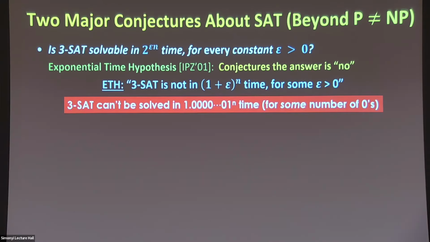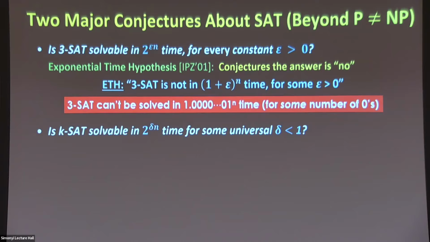Or maybe another way to view it, it's just not in 1.001 to the n time for some number of zeros. So there's some base in which it's going to require exponential time. Another question is, can we solve this k-SAT problem in 2 to the delta n time for some universal delta less than 1?